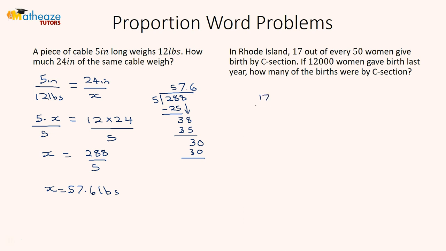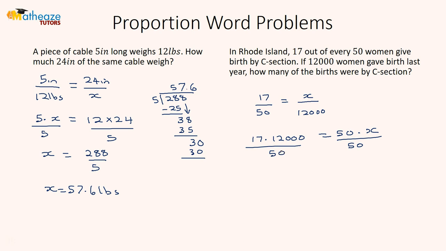So in Rhode Island, 17 out of every 50 women give birth by C-section. If 12,000 women gave birth last year, how many of the births were by C-section? So we want to find the C-section births out of 12,000. So we're going to do our cross product again. So 17 multiplied by 12,000 is equal to 50 multiplied by x. We're going to divide by 50.